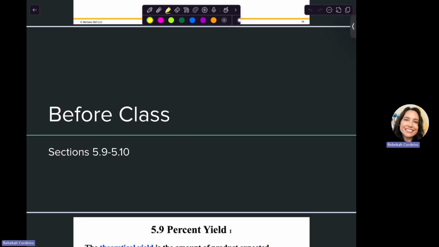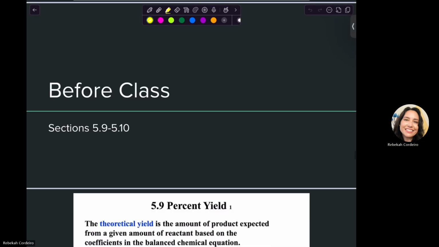This is going to be sections 5.9 through 5.10 for Chemistry 1151.